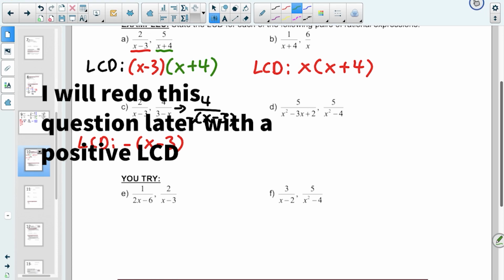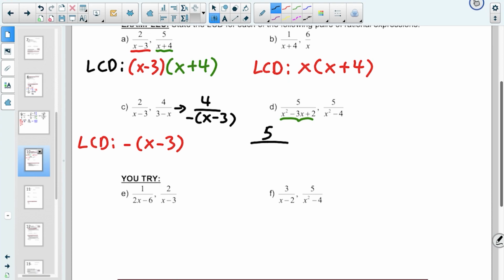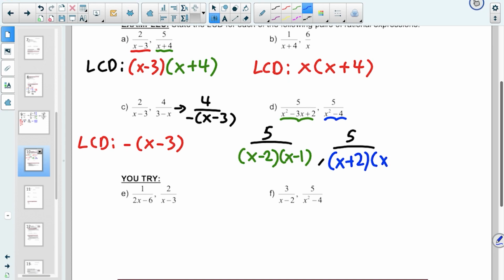For this next problem, you'll notice that we're going to factor out this bottom denominator. It is a simple trinomial. So let's go ahead and rewrite that. So we've got 5 over, and then on the bottom, we need two numbers that multiply to 2 and add up to -3. So in this case, we're going to have x minus 2, x minus 1 as our two factors on the bottom there. And then we can also rewrite the bottom of our second rational, which in this case we have 5 over, and this is going to be a difference of squares. I can factor this as x plus 2, and let me do that in blue. x plus 2 and x minus 2.